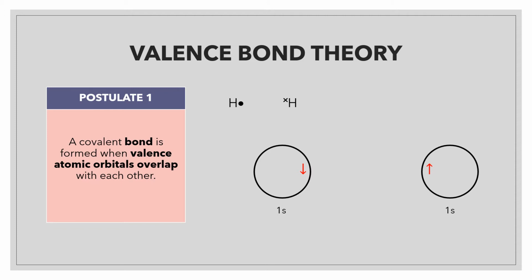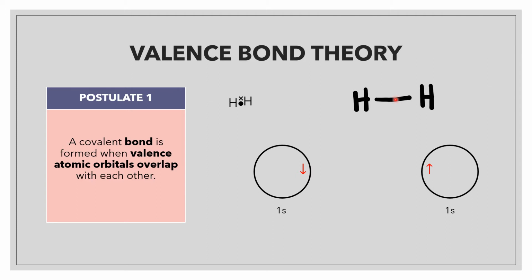Valence bond theory describe the formation of covalent bond. So according to valence bond theory, a covalent bond is formed when valence atomic orbitals overlap with each other. So from the previous lesson, you dah belajar tentang formations of covalent bonding dengan menggunakan Lewis structure ataupun Lewis dot symbol. So seems that we have dual hydrogen atoms over here with single electrons. So in order to make covalent bonding between them, hydrogen atom akan share their valence electrons to get this hydrogen molecule. So the sharing of electrons here akan menghasilkan single covalent bonding.